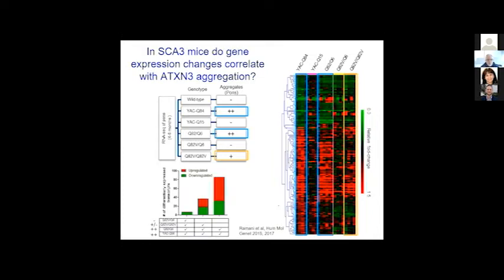When we actually map this out and ask, are the gene expression changes more increased when you have more aggregation? They absolutely are. You see the most gene expression changes, up and down regulated, when you have the highly aggregation prone mice. So this says, yes, indeed, there is a correlation between aggregation and gene expression changes. We can't make any causal links.